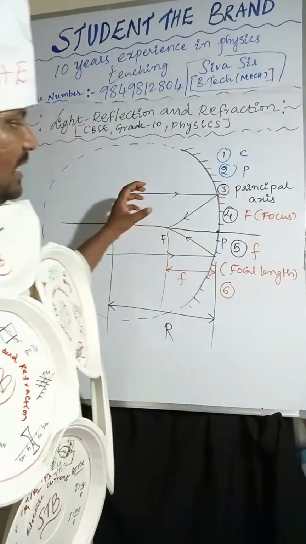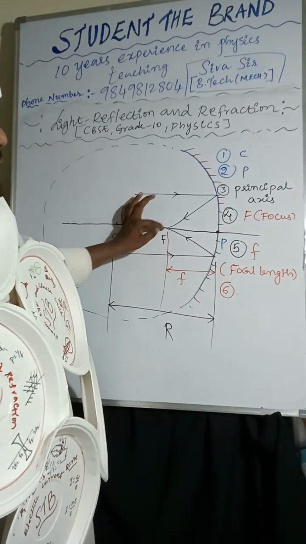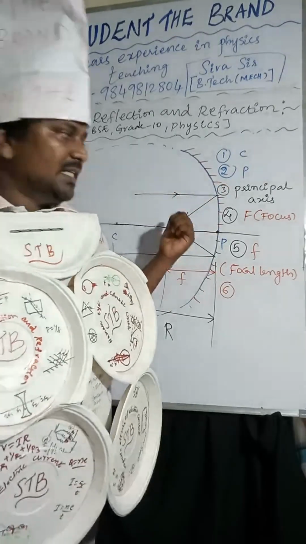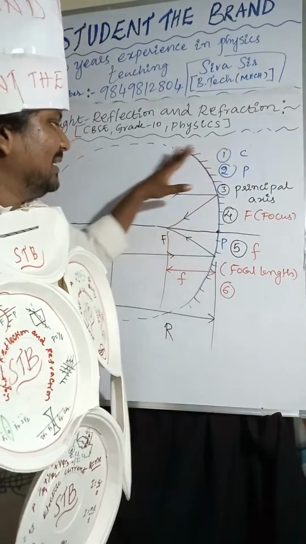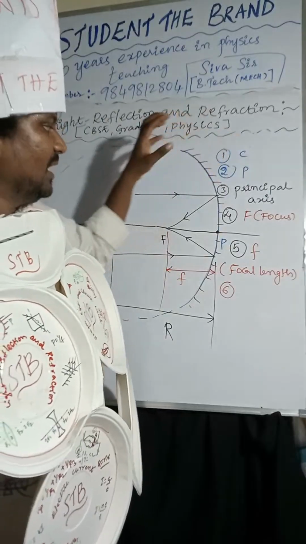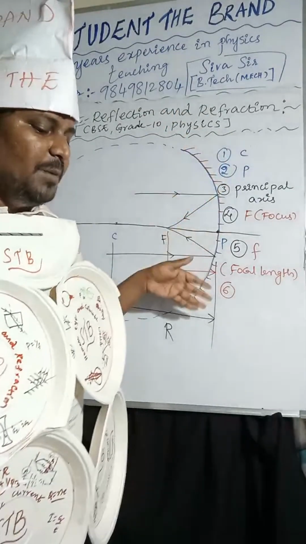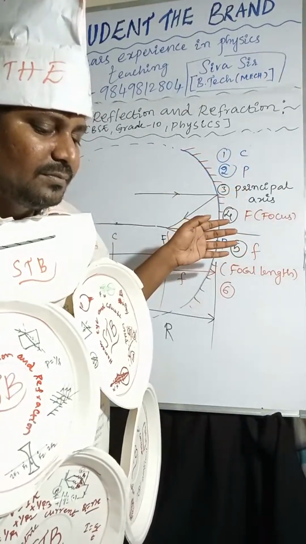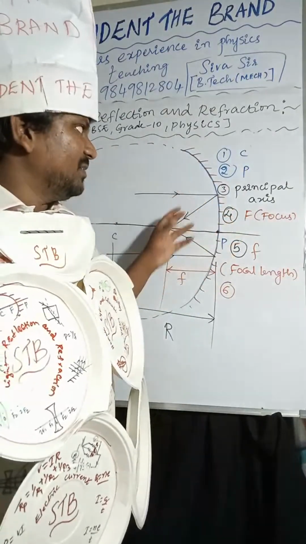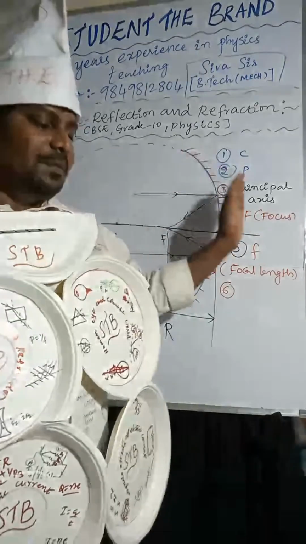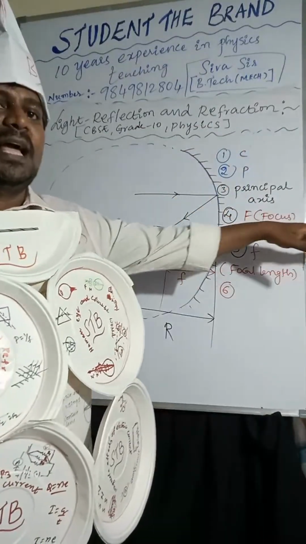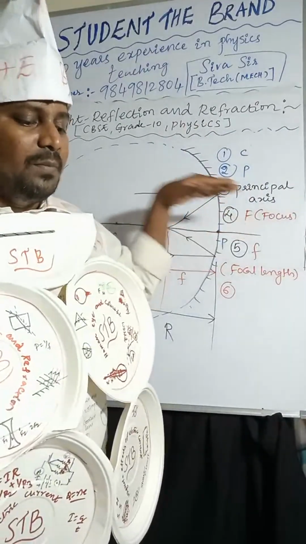Okay. So the distance between the focus and pole is called the focal length. The center of the imaginary sphere of which the mirror is a part is called the center of curvature. The midpoint of the mirror is called the pole. The line joining the center of curvature and pole is called the principal axis.